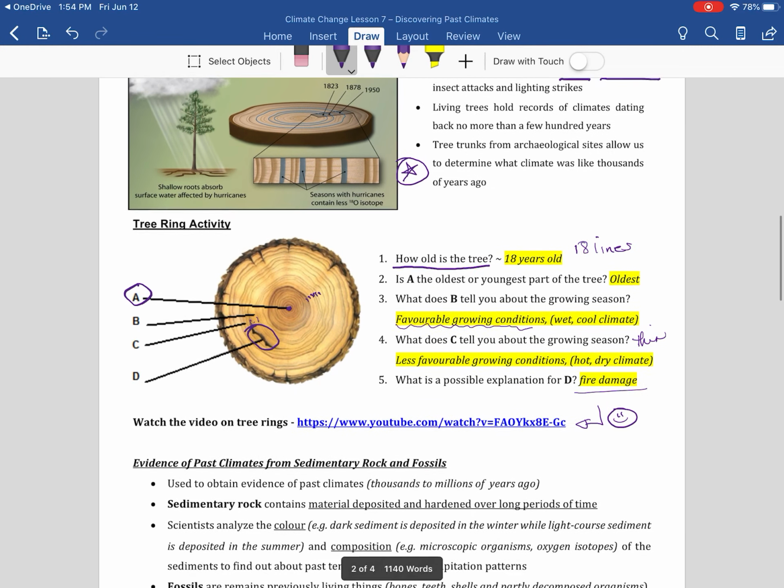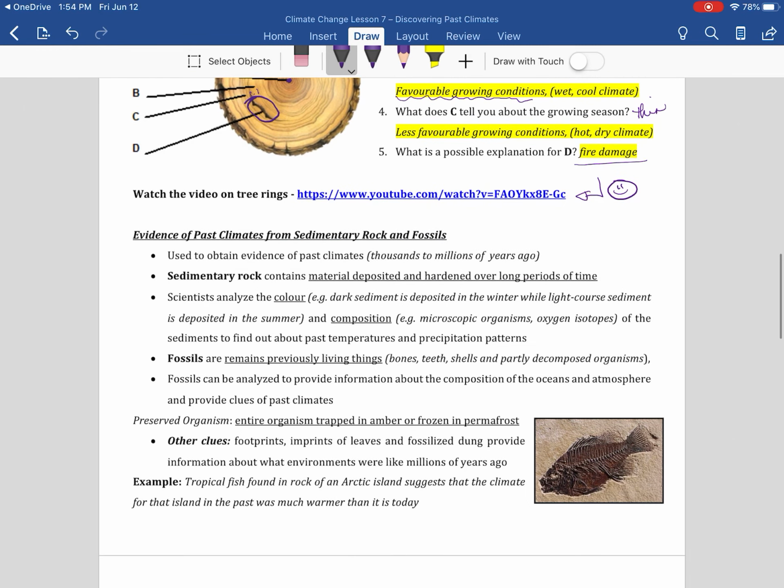Okay, so then we can also use things other than trees to take a look at maybe what past climates would be like. So fossils, and I'm sure you talked about this in geography. We've got sedimentary rock and fossils. So the sedimentary rock has stuff in it that's been deposited over time. Okay, and so it could be indicative of what was going on over long periods of time ago. All right, so sometimes color tells us information, and what type of minerals are deposited can tell you what was in the atmosphere at that time.